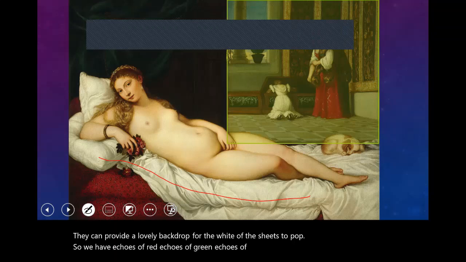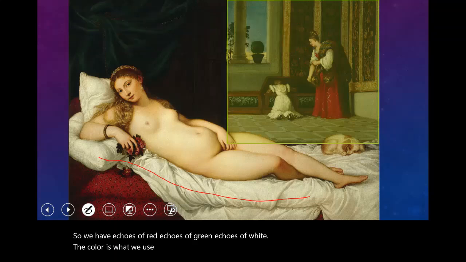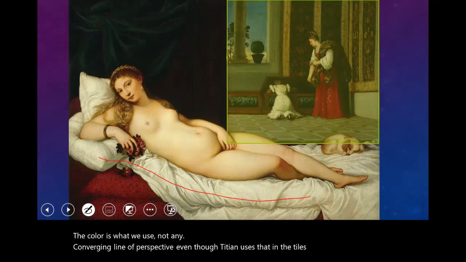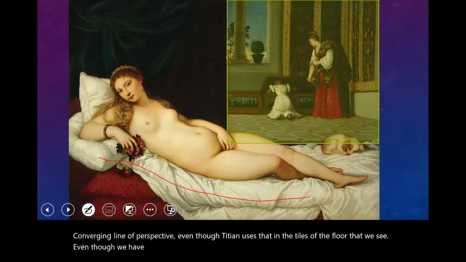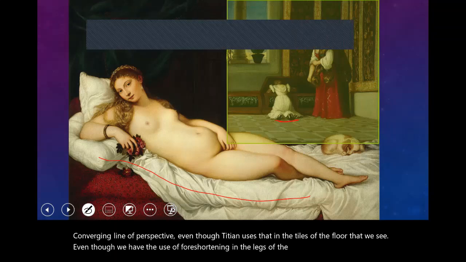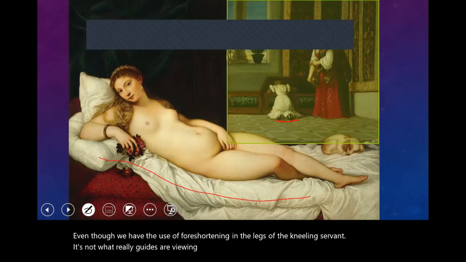The color is what we use, not any converging line of perspective, even though Titian uses that in the tiles of the floor that we see. Even though we have the use of foreshortening in the legs of the kneeling servant, it's not what really guides our viewing, our reading of the painting. It's the color that does it.